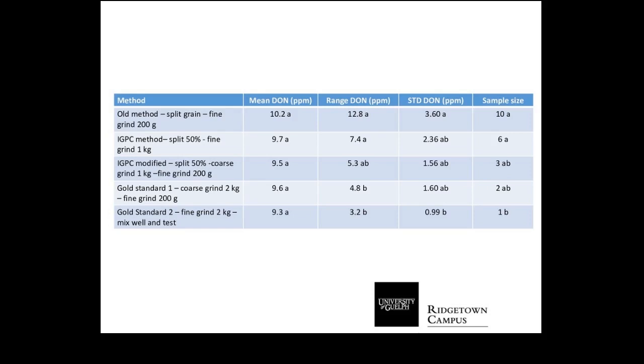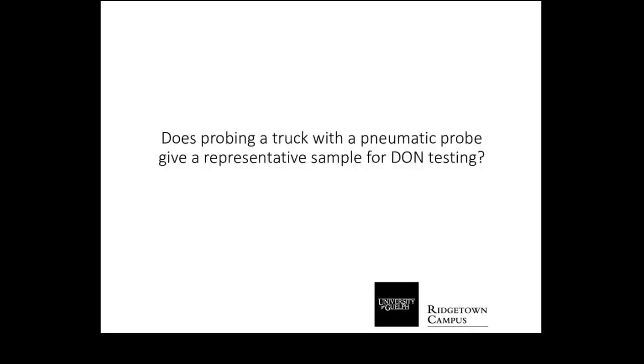And the problem we have, though, is how do we grind this? Do we have grinders that do the job and so on? And we're working hard to get to that, because right now that's the bottleneck in the system. The other question that was asked was, does probing a sample with a pneumatic probe give a representative sample? So is the variation coming from how we take the probe sample?